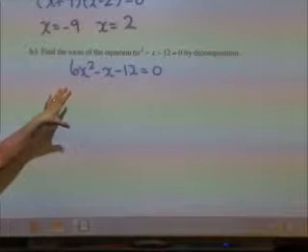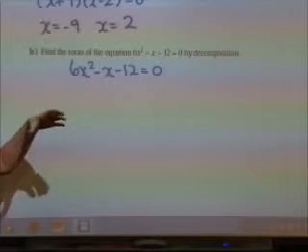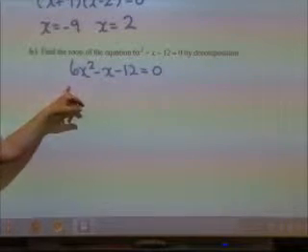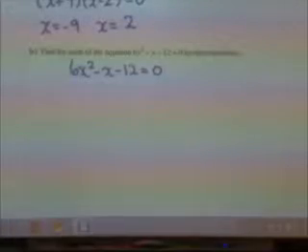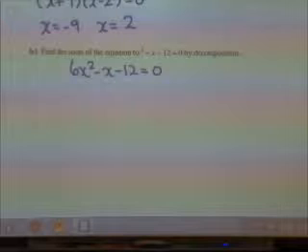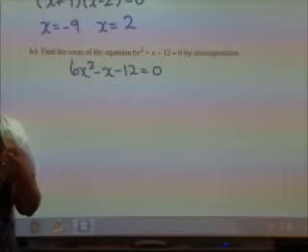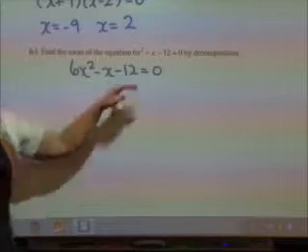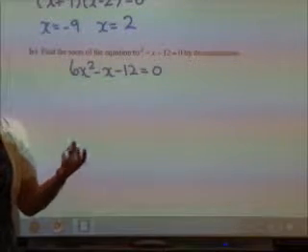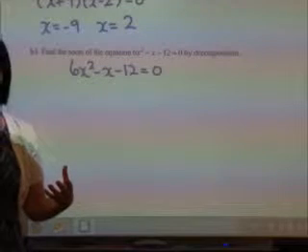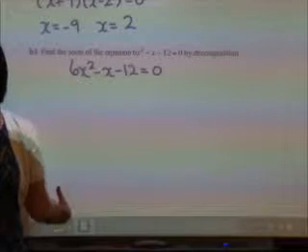And for this one, if I try to do that inspection method that I showed you, I'm going to have trouble because both 6 and 12 are non-prime numbers, which means I'm going to have a lot of different scenarios to think about. 6, I can have 6 times 1, 3 times 2. 12, I've got 1 times 12, 2 times 6, 3 times 4. You start putting those combinations together and it's going to be a lot of work.